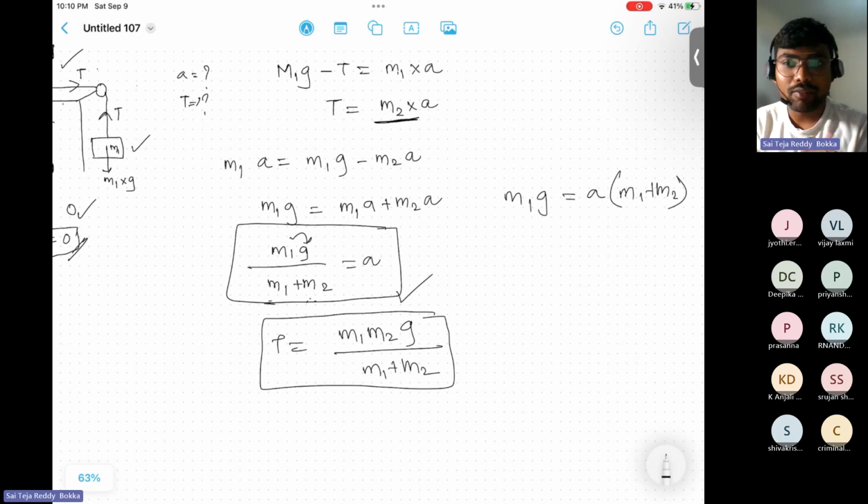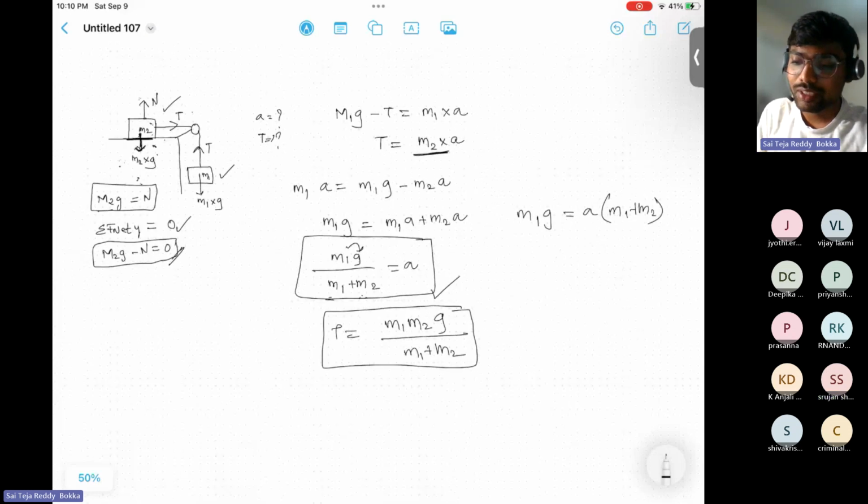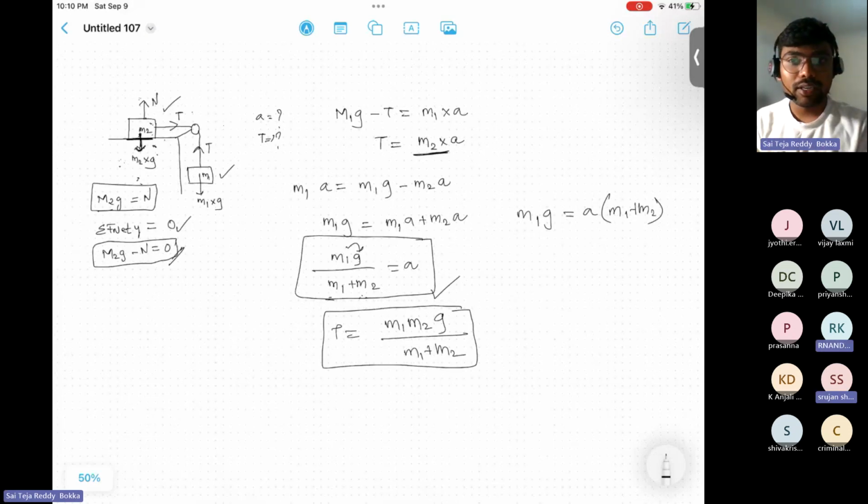Nandakishore, do you have the same formulas or not? Yes, sir. Then we are right. So just make a note of it now. This is very, very important.